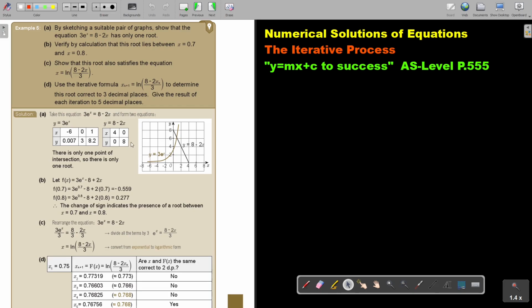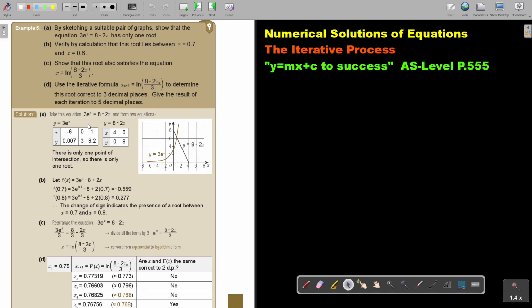So in this case, I'm just going to say 4 and 0 and 0 and 8. I basically just see where it cuts the x-axis and where it cuts the y-axis. That will be enough. And then I can see the root will be there. So there is only one point of intersection in this, so there is only one root. That's what they want in the first one. So verify by calculation that this root lies between 0.7 and 0.8.